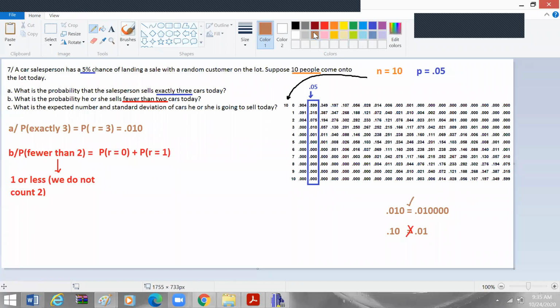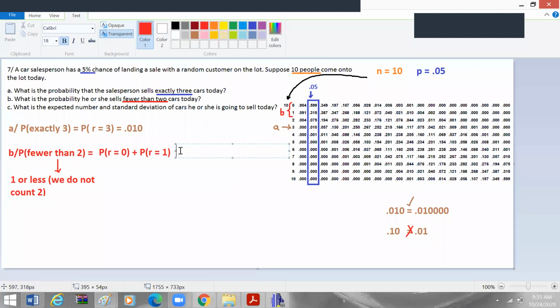Anyhow, so part B is right there. Let me just mark it. So this one is part B. Okay, so fewer than 2 would be 0 and 1. That would be the thing we have right there. Okay, and then we're going to do the math for this. So fewer than 2, we're going to count 0 and 1.